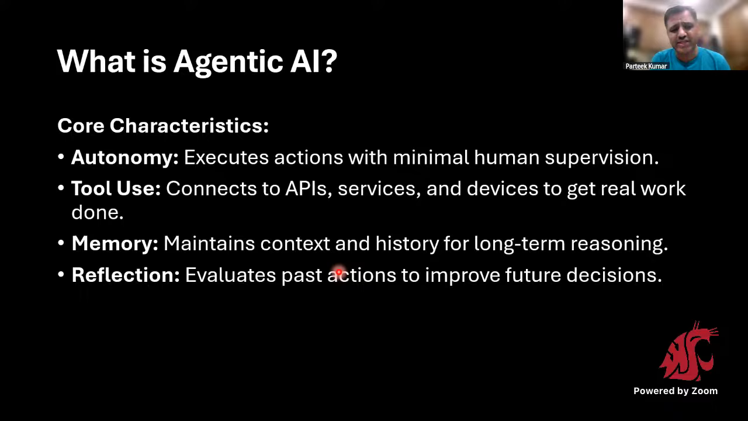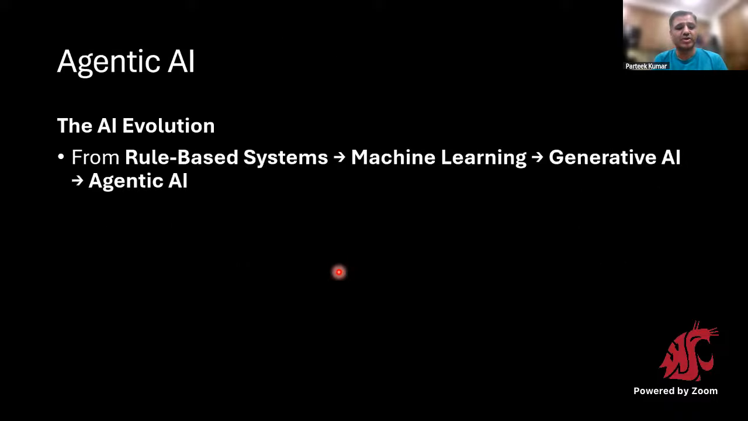There are four main core characteristics for any agentic AI system. First is autonomy. It executes most of the actions with minimal human intervention. It has access to tools. It can access various API services or devices to get real work done. It has its own memory, so that it can understand the context and the history for long-term reasoning, and it can also reflect on past actions to improve future decisions. So we are looking for four major characteristics: autonomy, which automatically takes decisions; access to tools; memory; and the capability to reflect.